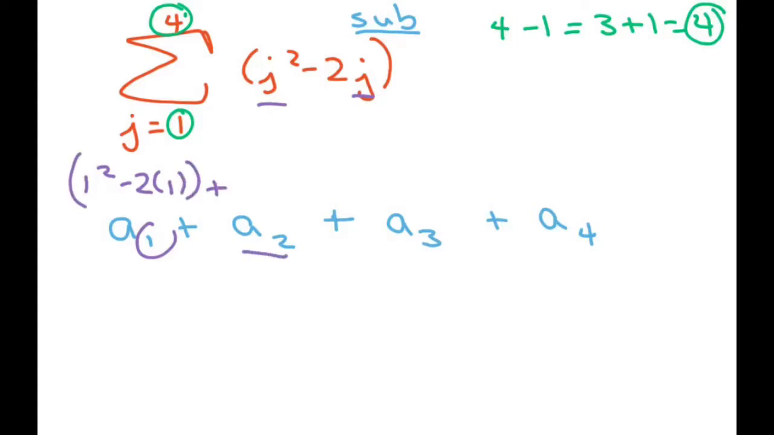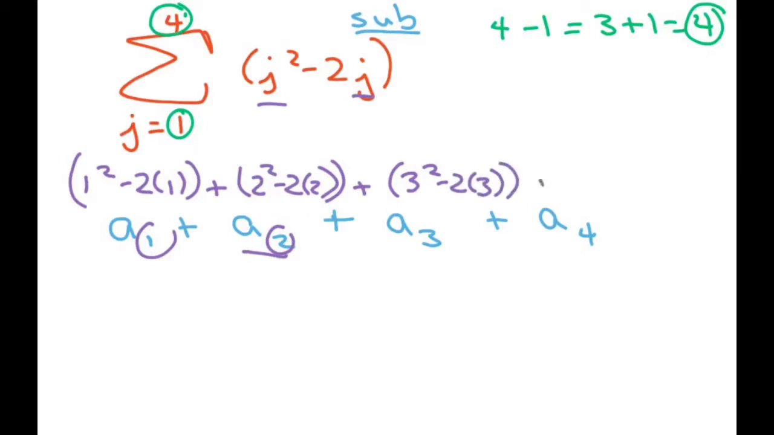And then for this one, you plug in 2, you get 2 squared minus 2 times 2, plus 3 squared minus 2 times 3, plus 4 squared minus 2 times 4.